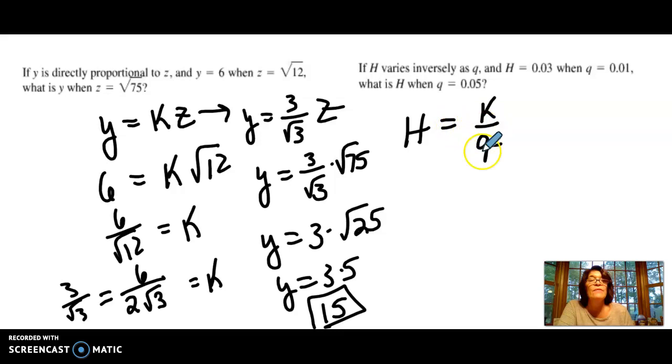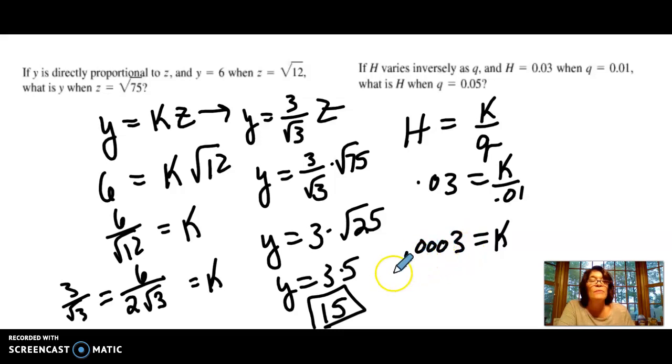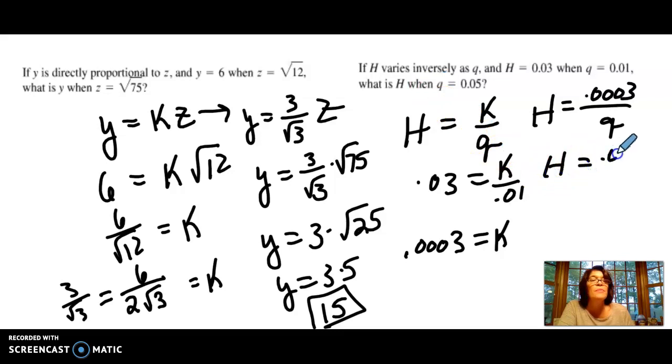Here, h varies inversely as q. H is 0.03 when q is 0.01. So I am going to multiply 0.03 times 0.01. That's what K is. I'm going to multiply those together. So now I know that H is 0.0003 over Q. It says, what's H when Q is 0.05? It's 0.0003 over 0.05.